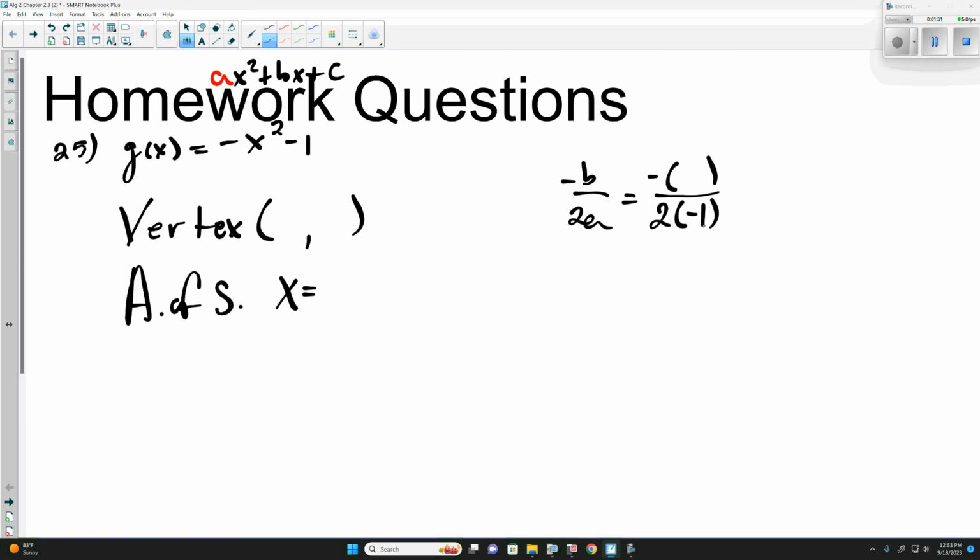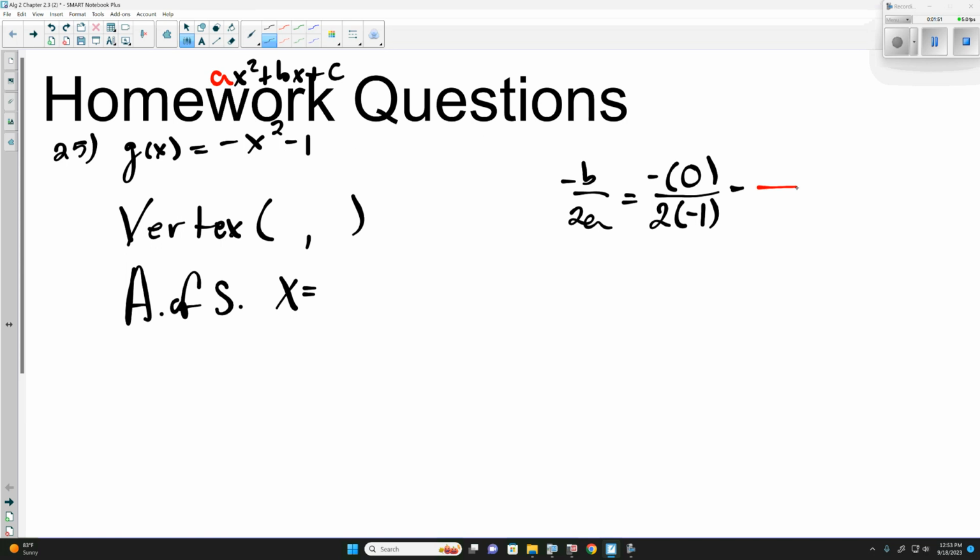Is there an x term? No, so that means the value of b is 0. Because really we're saying we have 0x, because it's not there. If it is there, it's 1 or negative 1, depending on the sign. If it's not there, it is 0.